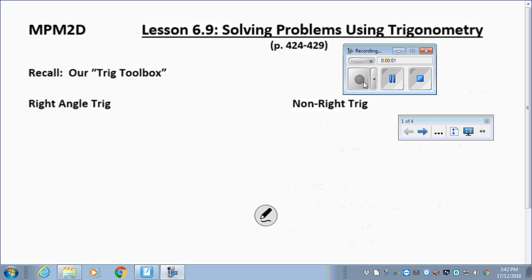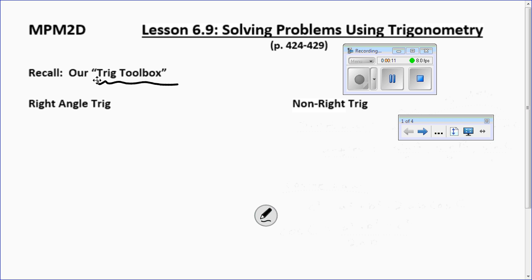What we're going to do is talk about solving problems using trigonometry. Now, I need you to think about our Trig Toolbox. When we talk about our Trig Toolbox, we're talking about things that deal with triangles. Trig really stands for triangles. So imagine I have this triangle with angle theta, or we could write it as A, B, C.